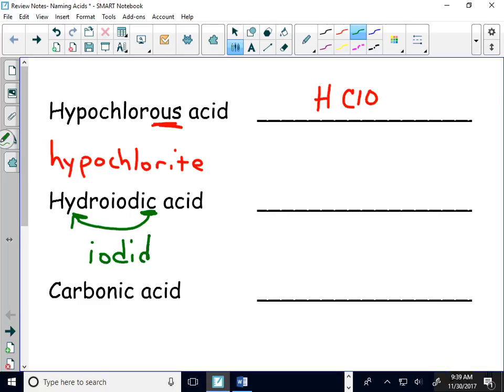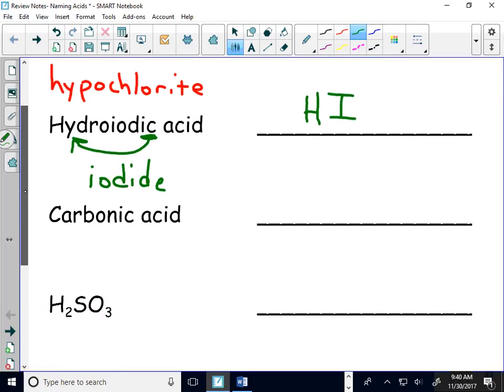So, I'm dealing with iodide, IDE, iodide. What is the iodide anion? I, 1 minus. So how am I going to write this acid? HI. Hydroiodic acid. Moving on.